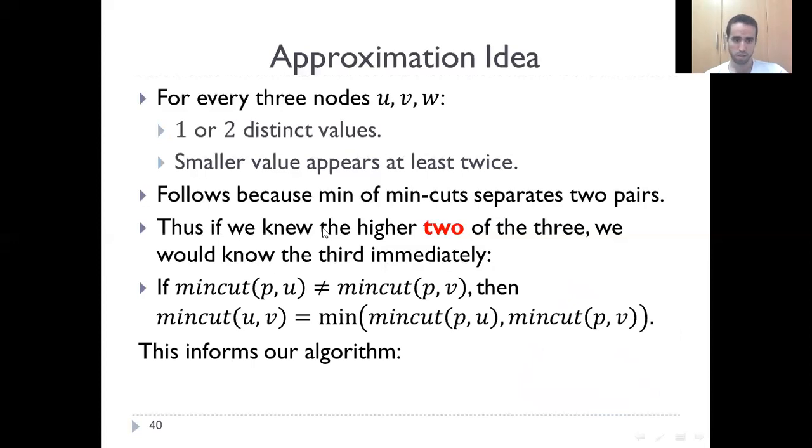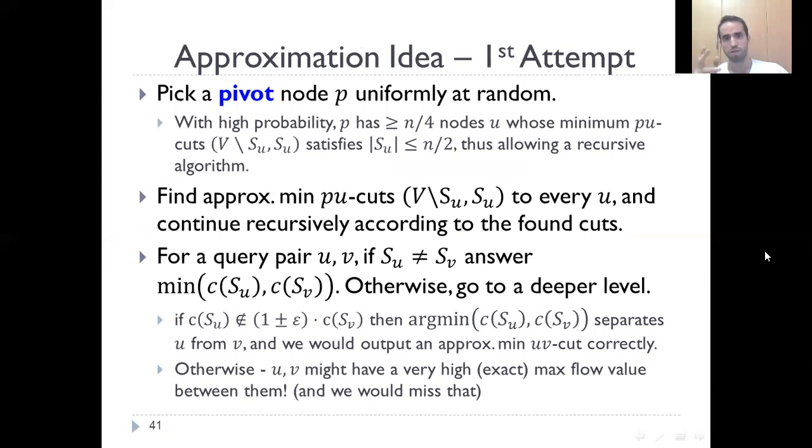More specifically, if we have some pivot P, and the minimum cut between P and U is different than the minimum cut between P and V, then we have the minimum cut between U and V, and it is the minimum out of these two values. And this informs our algorithm. So first we pick a pivot node uniformly at random. We have the same guarantees as before. And then we find approximate minimum PU cuts to every node U. And then we continue recursively according to the found cuts.